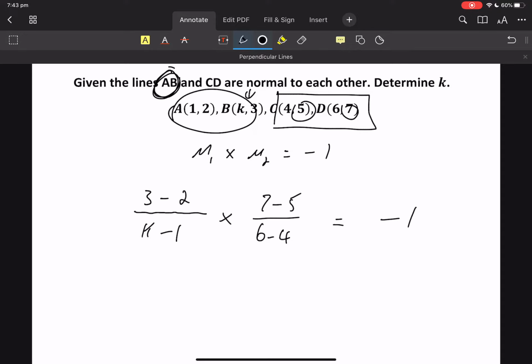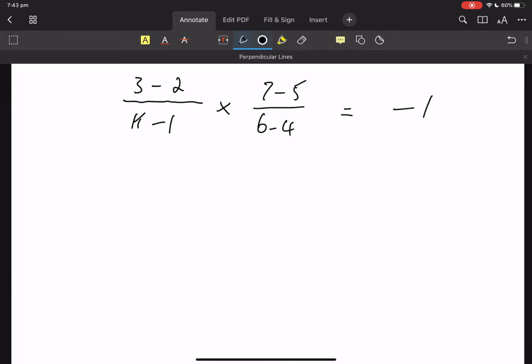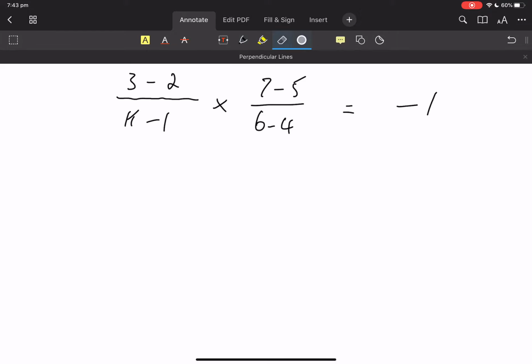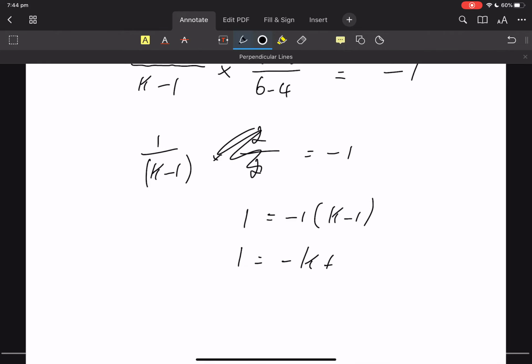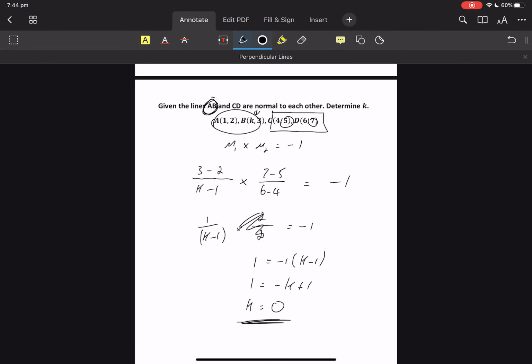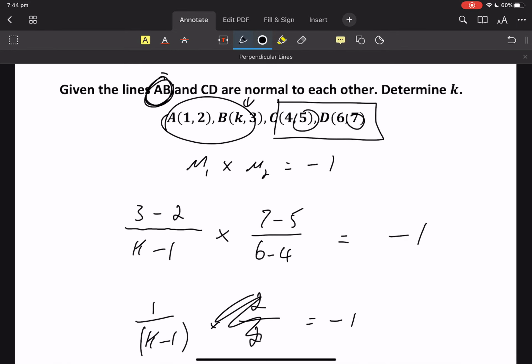So really my knowledge of perpendicular lines is gone now. This has just turned into an equation. 3 minus 2 is 1, multiplied by 7 minus 5 is 2, over 6 minus 4 is 2. So really, that's 1. I'm going to get that up to the other side. So 1 equals minus k plus 1. k equals 0. So there you go. If k is 0, those two lines are perpendicular. Done. Go have some fun.